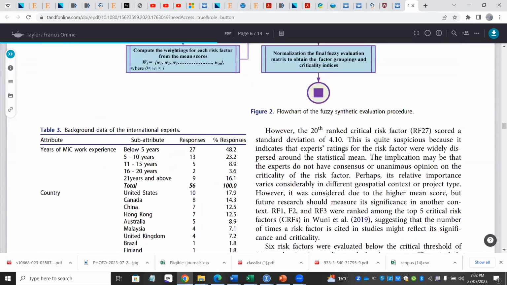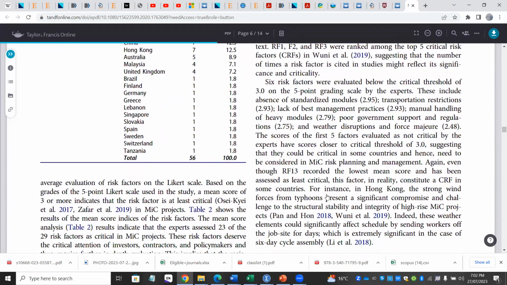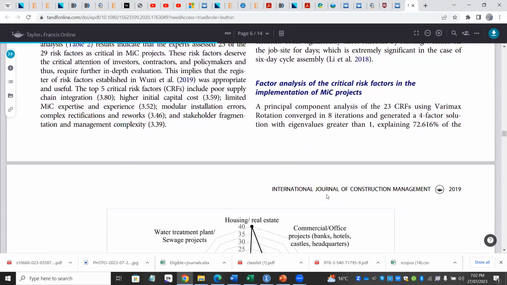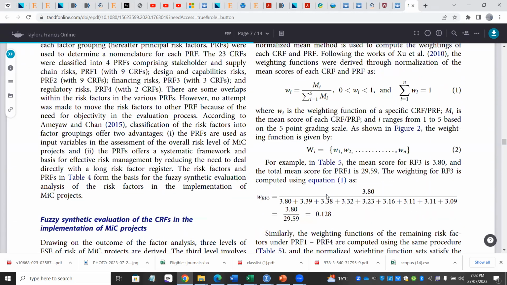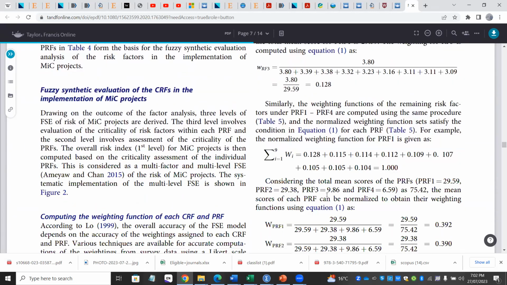Then once the factor analysis was done, the next thing to do was to start with the fuzzy synthetic evaluation. So this is where our main work starts. Drawing on the outcome of the factor analysis, 3 levels of fuzzy synthetic evaluation. This is a multi-level fuzzy synthetic evaluation model of risk of MIC projects. The 3rd level involves evaluation of the 3 levels.